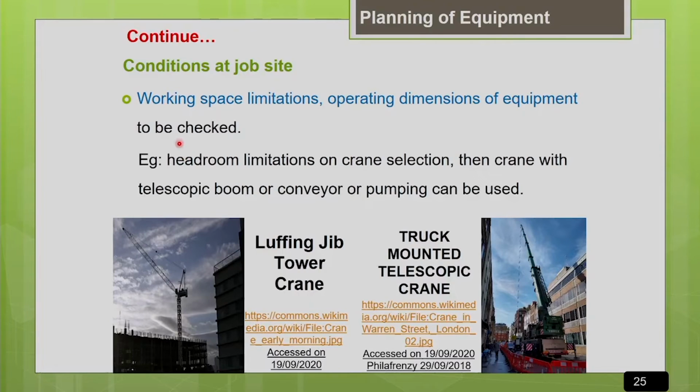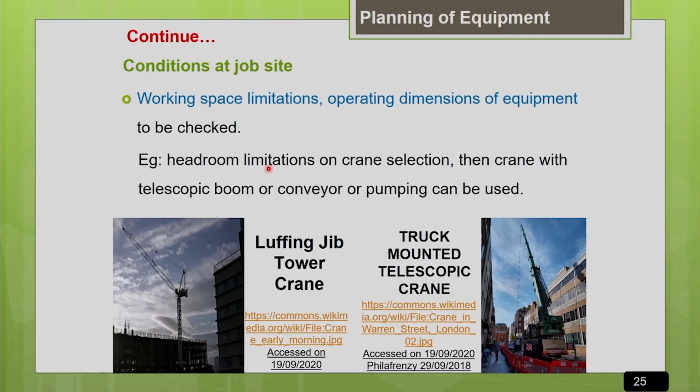So another important thing which we need to consider is your working space limitations, and you have to look into the operating dimensions of the equipment which you are planning to select. So whether there is sufficient space for the equipment to fit in your project site. That is a very important factor to be decided before planning for the purchase of a machine. So you have to visit your project site and see whether there is any working space limitation or working space constraint with respect to the equipment size. These kinds of issues we very often face with respect to crane selection.